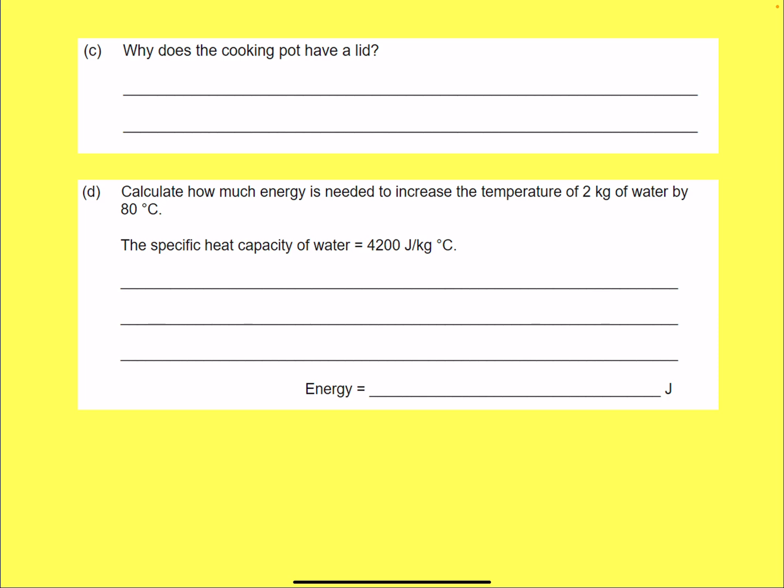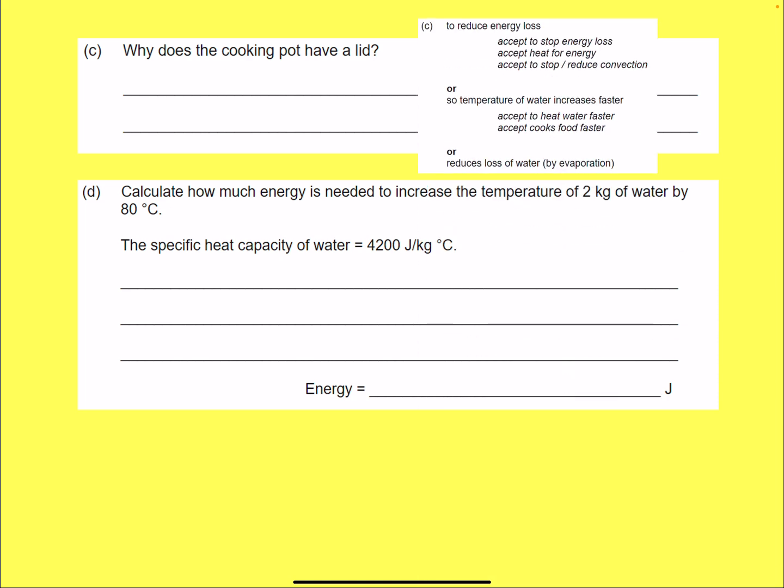Here we go. Why does the cooking pot have a lid? And then D is a calculation, worth 3 marks. So you can have a go at this, pause the video. Okay, so let's have a look. There you go, to reduce energy loss. It's a simple answer.